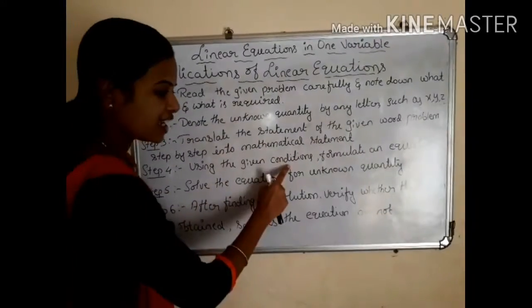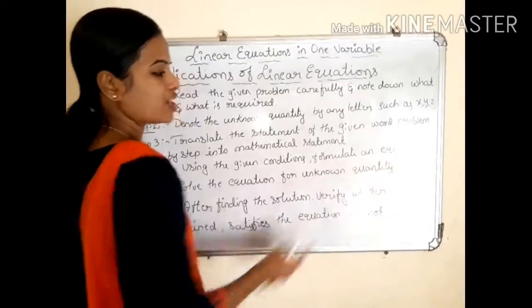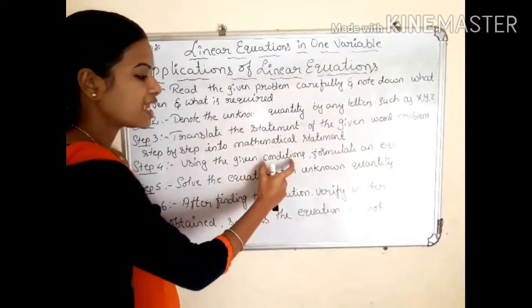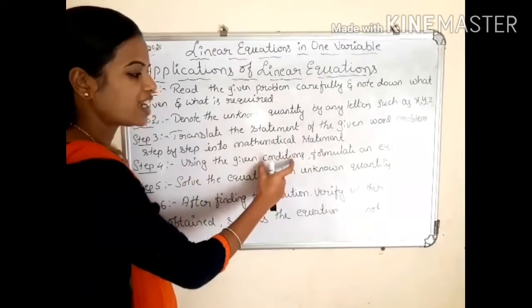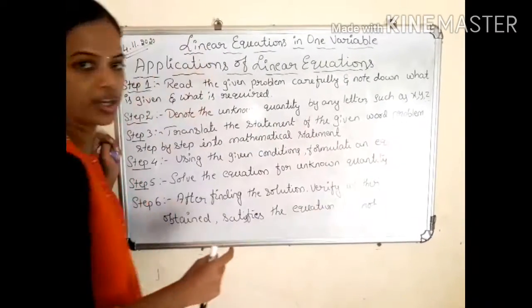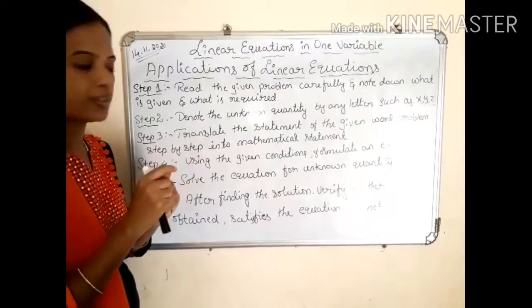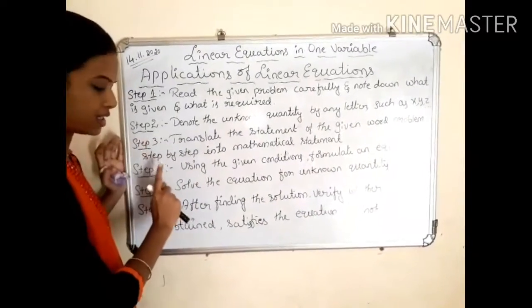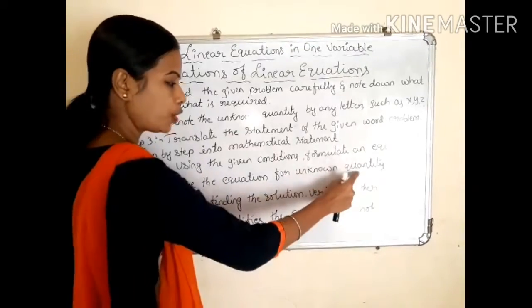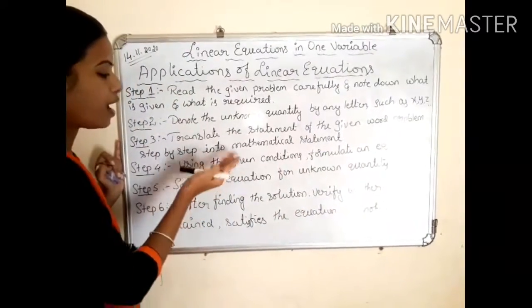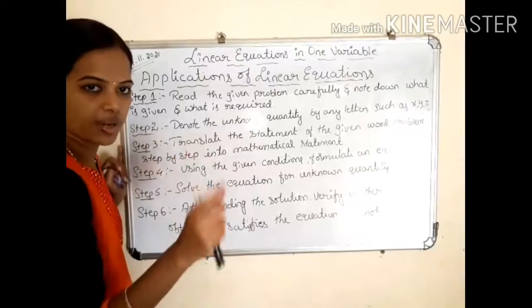Using the given conditions, formulate an equation. In the question, some conditions are given, and using those conditions, you have to formulate an equation. You have to write an equation. Okay. That is the fourth step. Fifth step, solve the equation for the unknown quantity. In the fourth step you will get the equation.